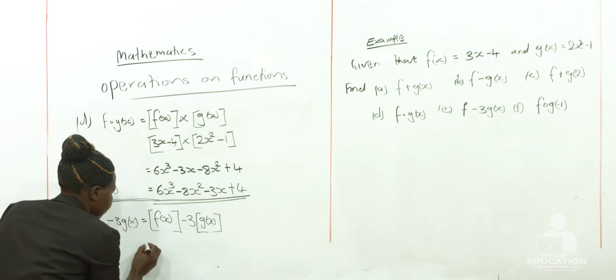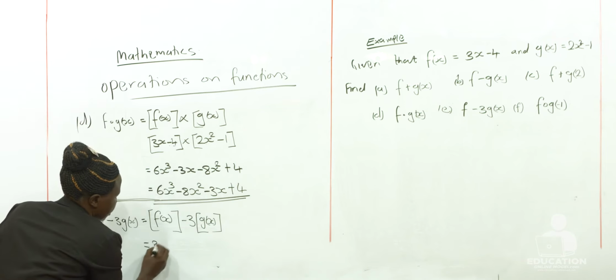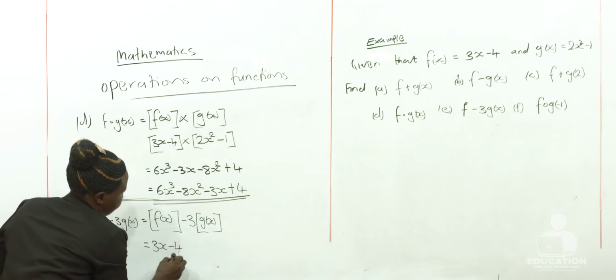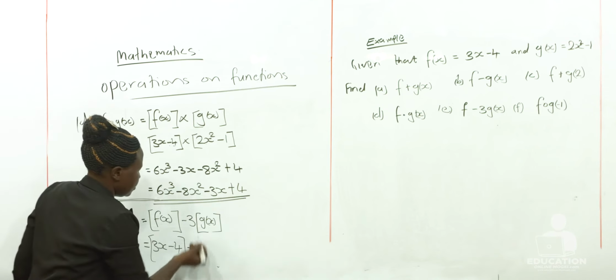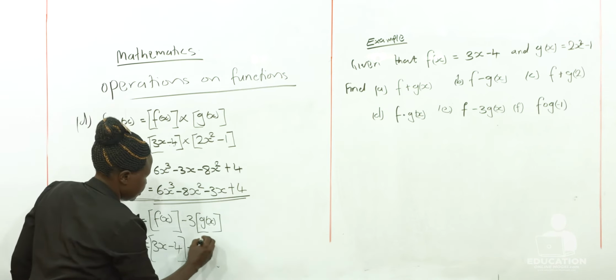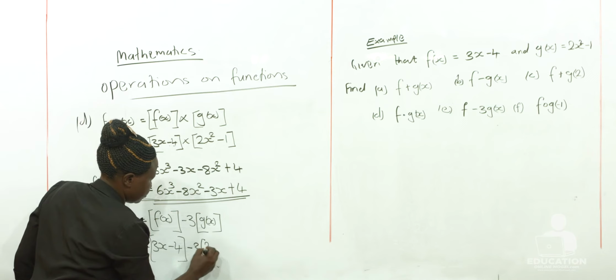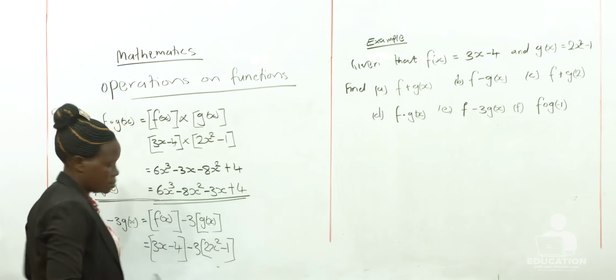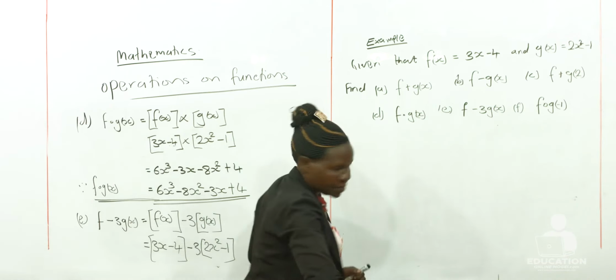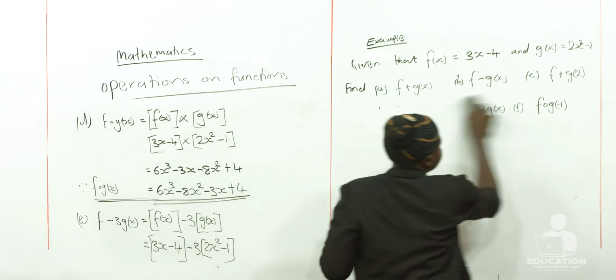So when we substitute this, we get 3x minus 4, and then minus 3 into 2x square minus 1.